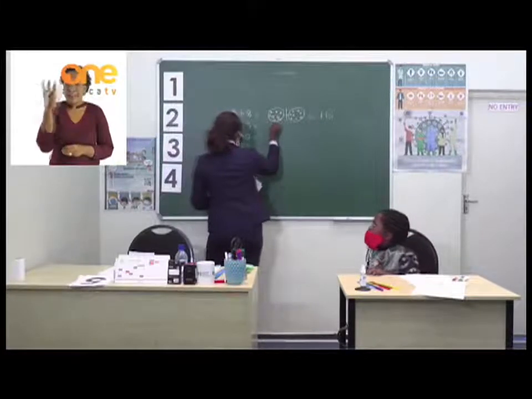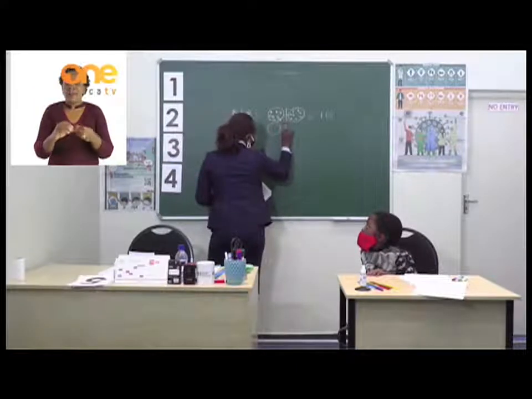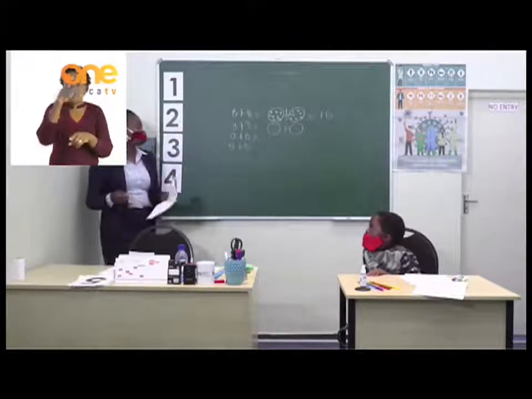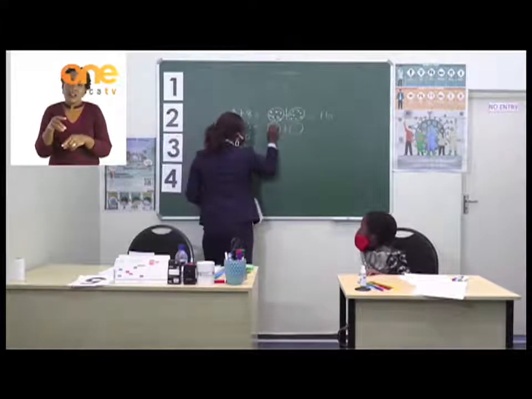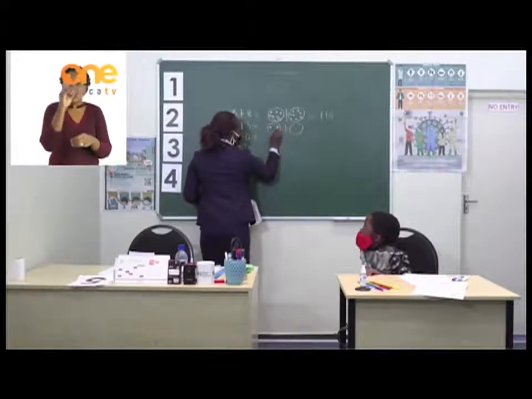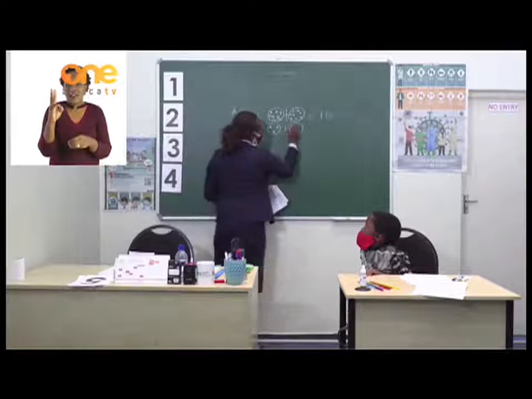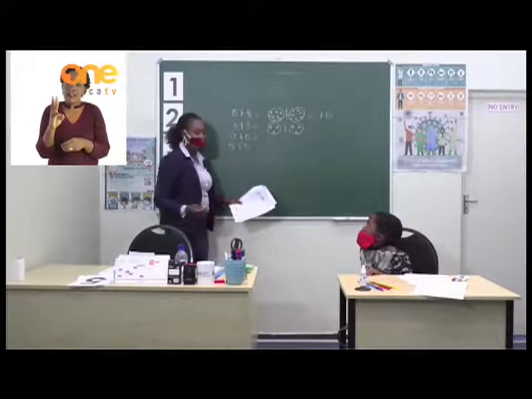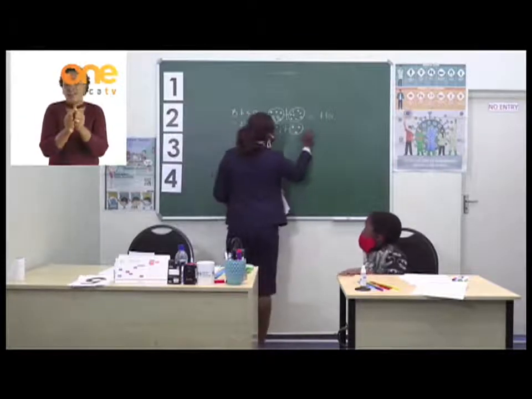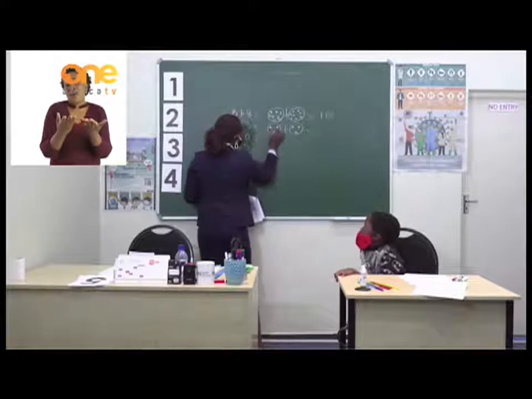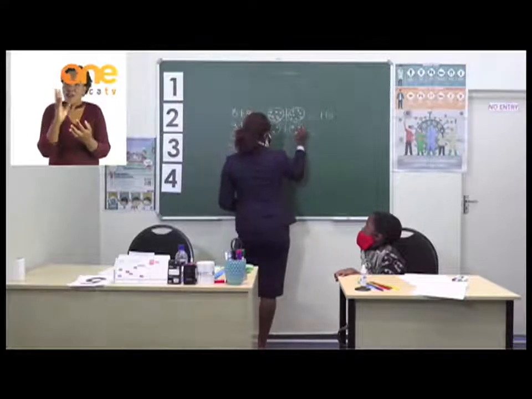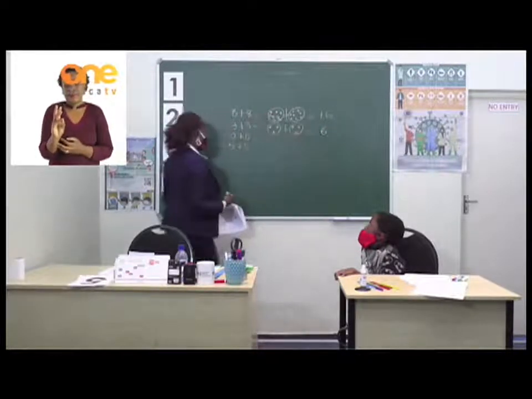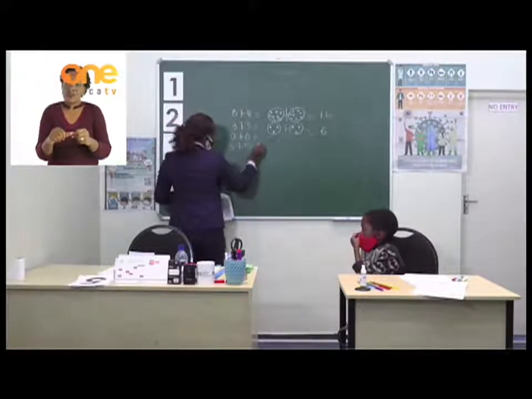We go to number 3. We also put the 2 circles. We put 3 dots, 1, 2, 3. We put 3 dots in this circle, 1, 2, 3. Then we count them together. Put our equal sign. 1, 2, 3, 4, 5, 6. Then our answer is 6. We move on to 0.